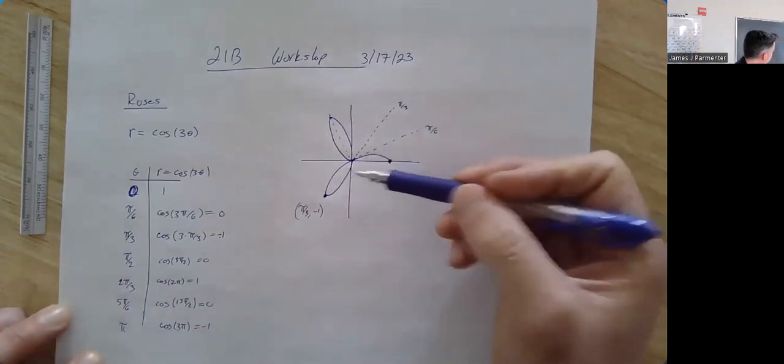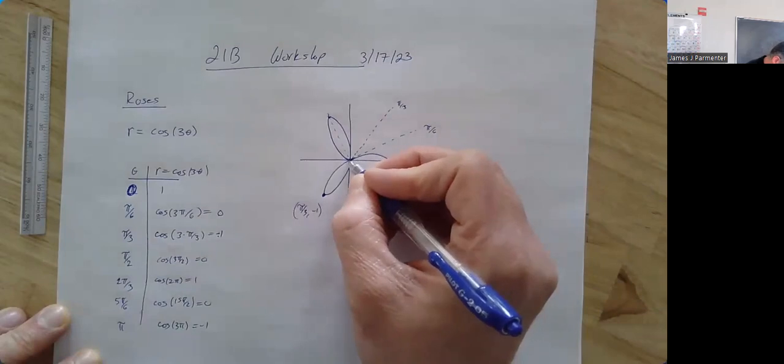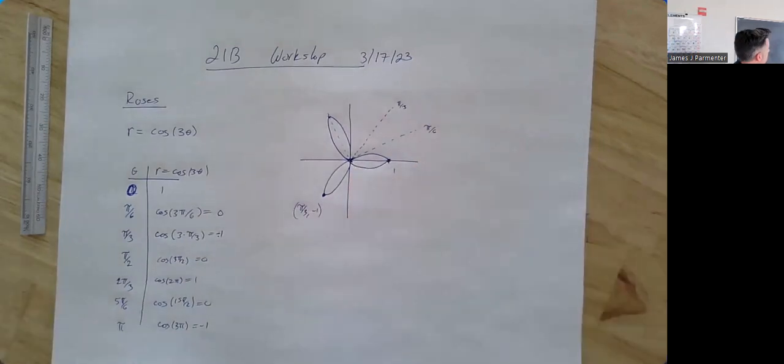So in the pi direction, which is to the left, our value is negative 1, which is going to turn us around and go to the right. So there is your 3-petaled rose.